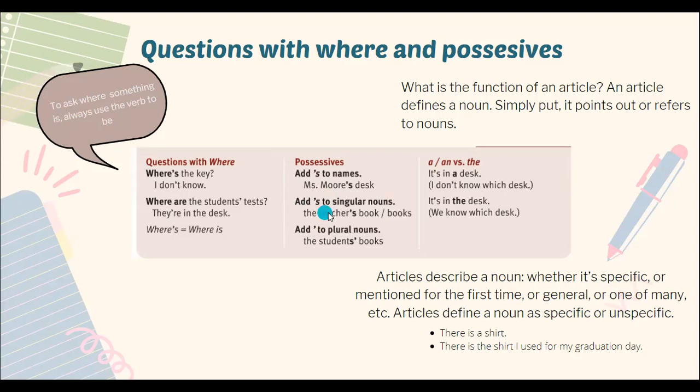Now, you can add S, apostrophe S, sorry, to singular nouns. The teacher's book. We have over here a name, Mr. Moore. We have over here a singular noun, teacher. The teacher's book or the teacher's books. Okay, it depends on the amount of books. And add to plural nouns as well. Now, in this case, in plural, we only add the apostrophe, the students. If you see, we don't have apostrophe S. We have S apostrophe, okay? The students' books. And the pronunciation is the same as in plural, the students' books. Okay, do we understand that?